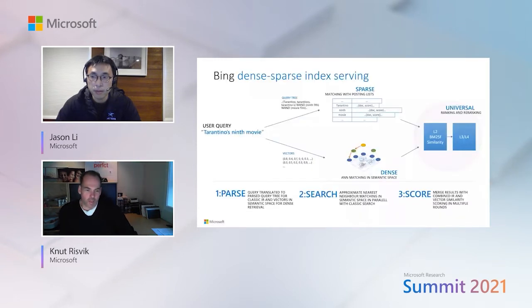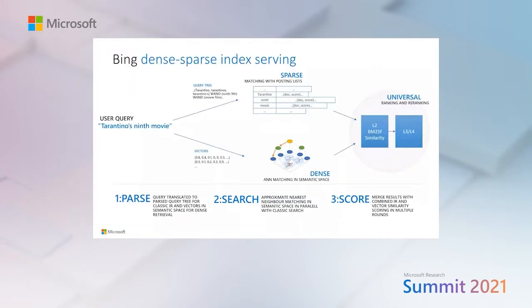So Bing operates a hybrid between classical information retrieval and semantic vector-based matching. We continuously build an inverted index of the entire content of several hundred billion pages. In parallel, we also index a semantic vector space. As queries arrive, we parse and convert them into two main formats.